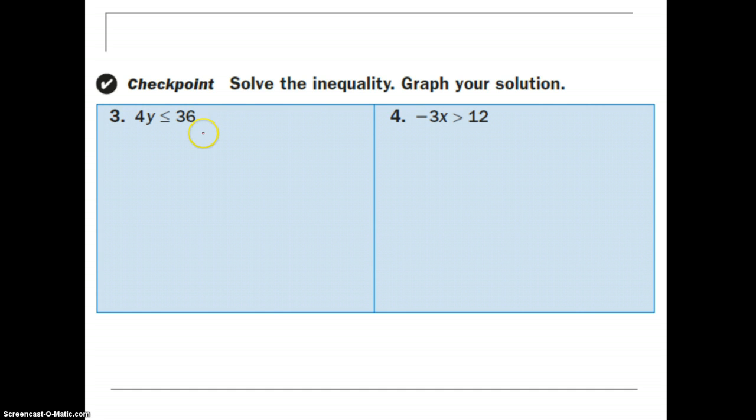Please pause the video and try numbers 3 and 4. For number 3, here's the y, gotta get rid of 4 by dividing each side by 4. y, 36 divided by 4 is 9. I divided by a positive, so it stays the same. Number 4, there's the x. You gotta get rid of negative 3 that's being multiplied, so divide by negative 3 on both sides. That crosses out. This is a negative 4, and the inequality symbol flips.